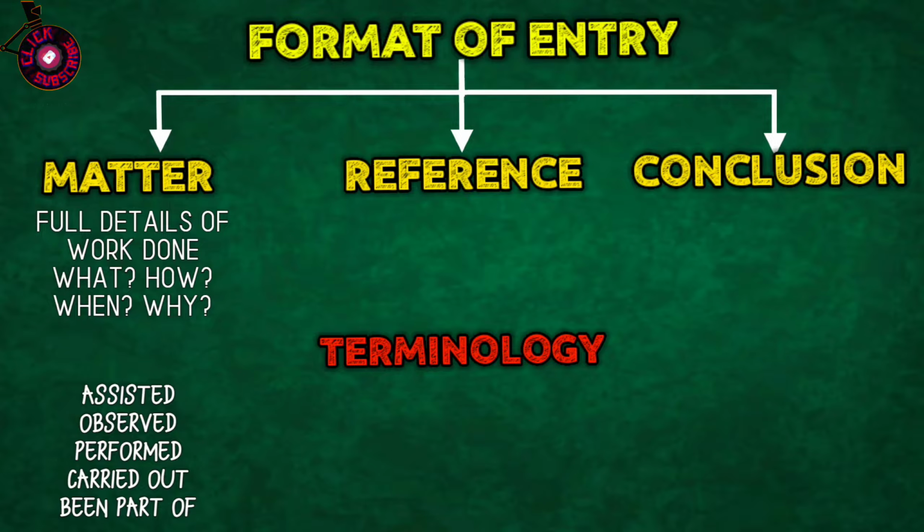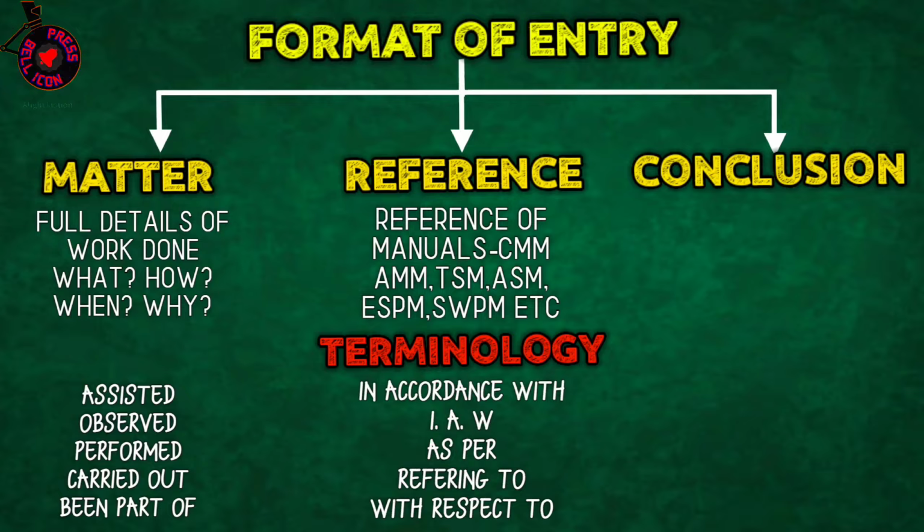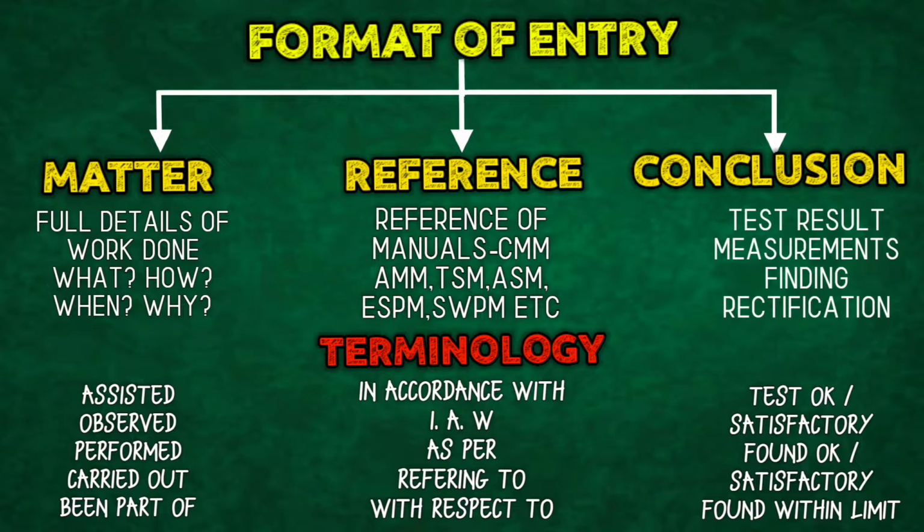In our aviation field, no job is done without referring to concerned manual. So it is crucial to give reference of the manual like CMM, AMM, TSM, ASM, ESPM or whatever is the manual. Terminology used for referring is in accordance with or short form IAW, as per, referring to or with respect to. We should end our entry with conclusion like what was the result of the test, measurement details or any finding and rectification action. Terminology used for this is test OK or satisfactory, found OK or satisfactory, found within limit. All of this terminology can be used in combination of each other.